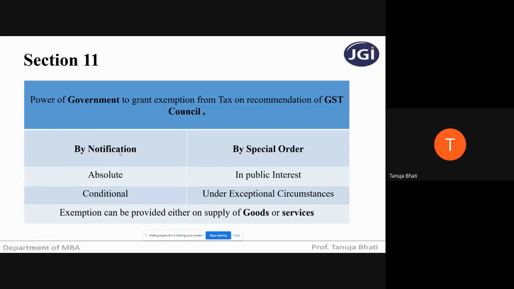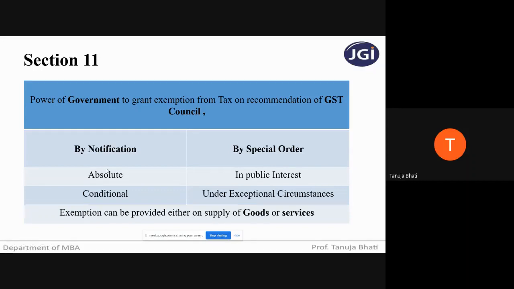Now when government is granting exemption by notification, how does it grant? The government may generally exempt supply of goods and services of any specified product or services only on the recommendation of GST Council by notification, students. And when it grants exemption through a notification, that exemption will be effective from the date that is specified in the notification. Now, when it is granting exemption by notification, either it can grant exemption wholly or partially.